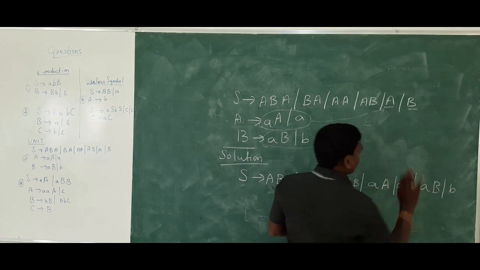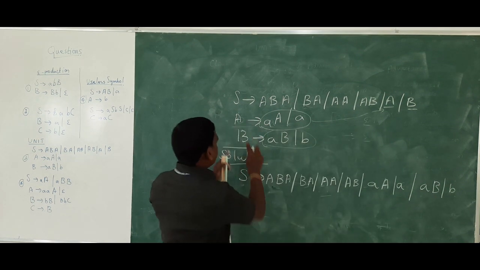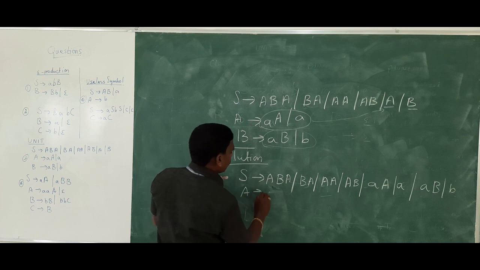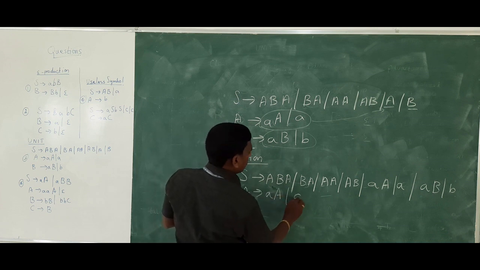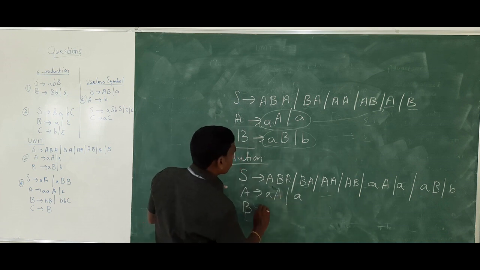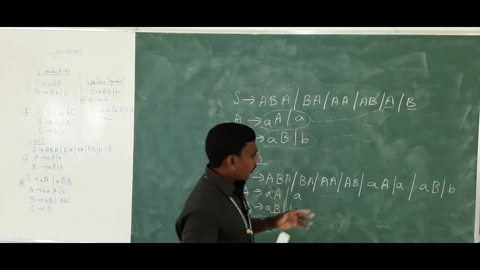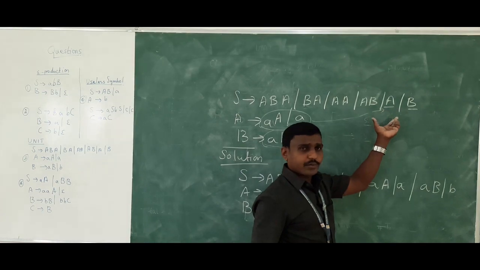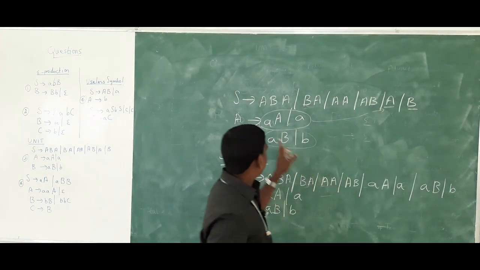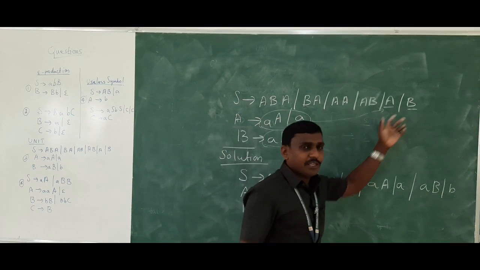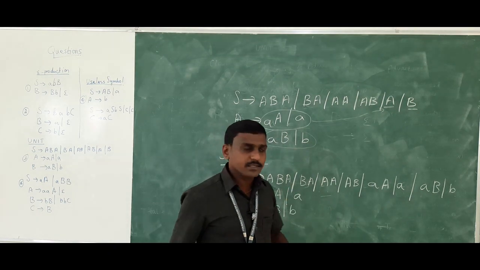AB/B. Okay. So then the same thing, A tends to, there is no unit production. So I am writing simply A, not a unit production. B tends to AB/B. This is not a unit production. So only these two unit productions, I replaced this A variable with their production. I replaced B variable with their production. That is, this is the answer.